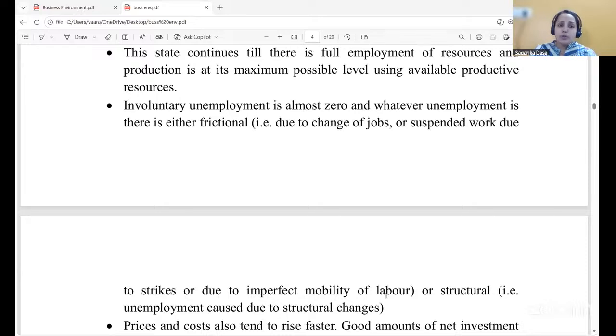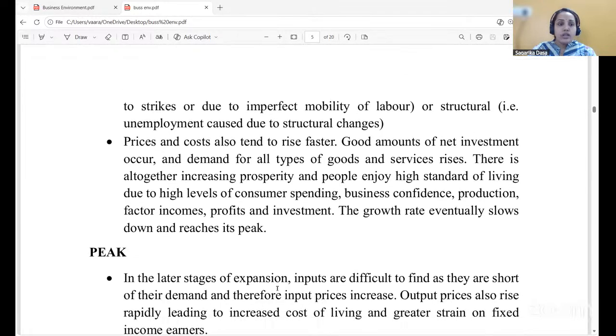Some unemployment we can see may be because people are shifting from one job to another, or they got suspended for some reason, or some of the companies are in a strike period. Hence, the people are unemployed for a temporary period of time. Due to these situations there might be unemployment, but otherwise there won't be an unemployment situation in the expansion stage. Then the prices and costs also tend to rise faster.